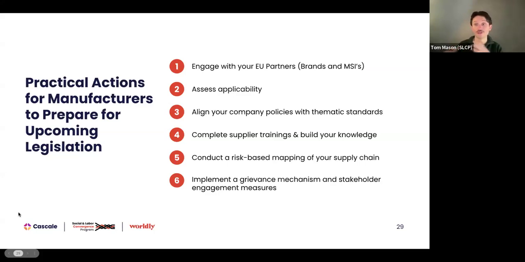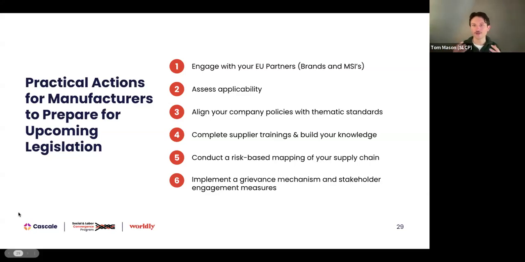It's going to be different per manufacturer and per stakeholder. So this is something that you should try and understand in your own unique situation. And from there, you can better grasp what you need to do to help compliance. Which brings me to the third point, which is aligning your company policies with thematic standards.